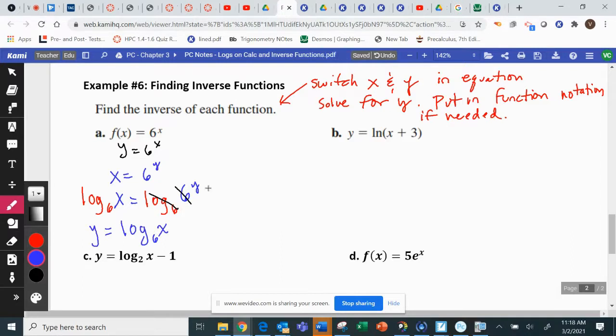So the last step, put in function notation if needed. If it starts in function notation, we should put the answer back into function notation. So I'm just going to write the answer in function notation. The inverse function, you do f inverse of x equals log base 6 of x.